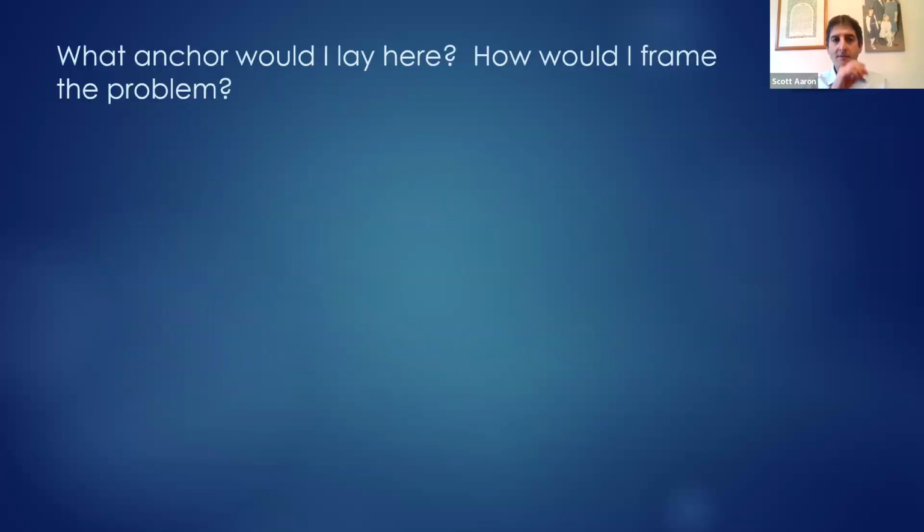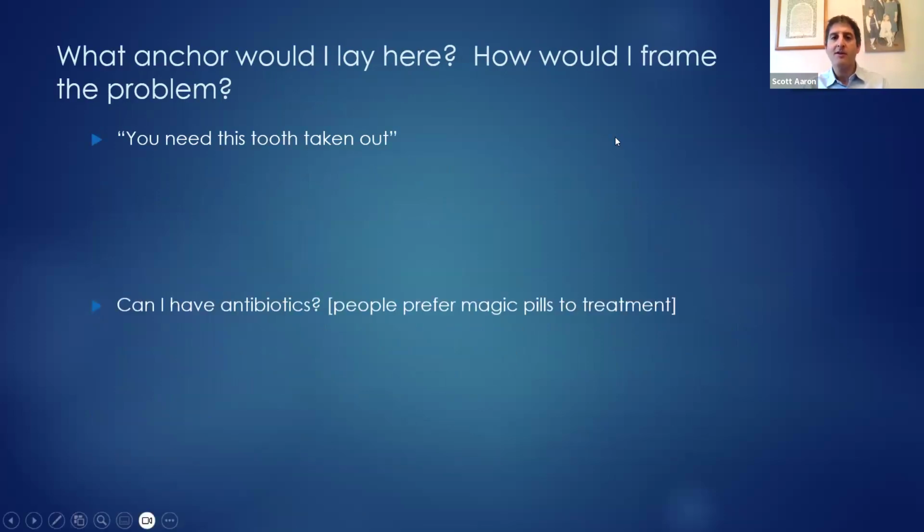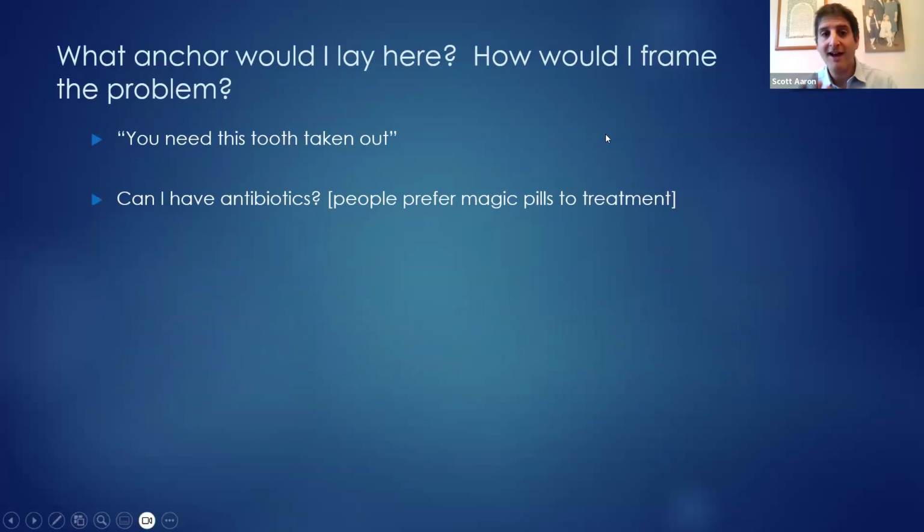There we go. So how would I do it? How would I frame this problem? So you need to have the teeth out. It's very simple. That's what we've got to tell our patients. We've got to be honest with them. The patient might then say, can I have antibiotics? Well, why? Because I would, given the choice, if all things equal, I'd rather have magic pills than treatment. Fairly obviously, because magic pills are maybe nicer to take.